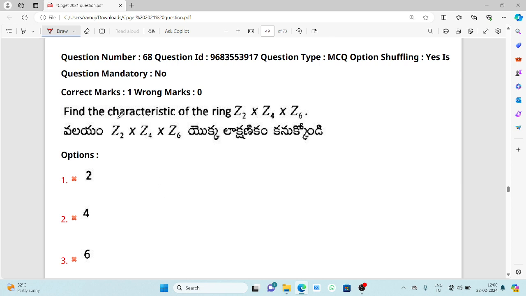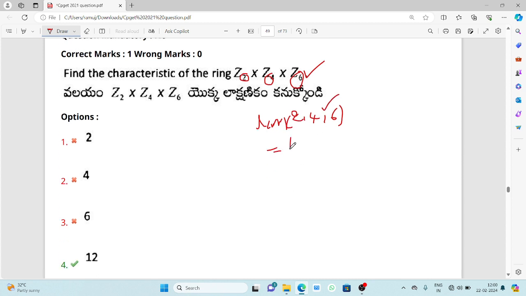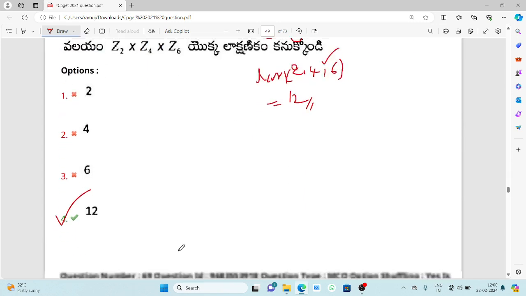Question 68 is: find the characteristic of the ring Z2 cross Z4 cross Z6. Whenever this type of question comes, the formula for finding the characteristic of a ring is the LCM of these terms 2, 4 and 6. The LCM of 2, 4, 6 is clearly 12. So that is the answer for the 68th question.